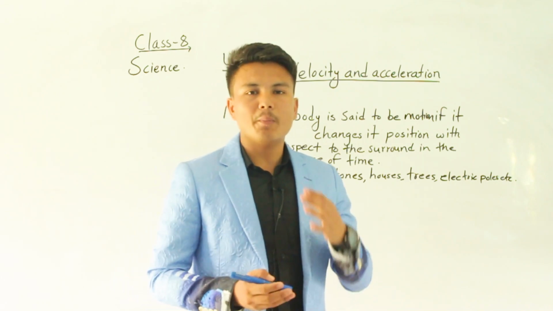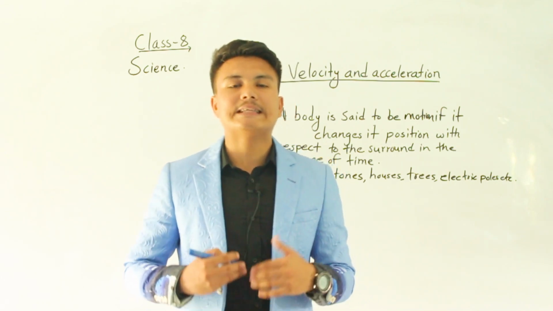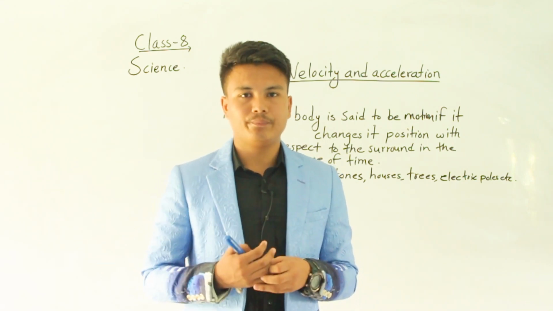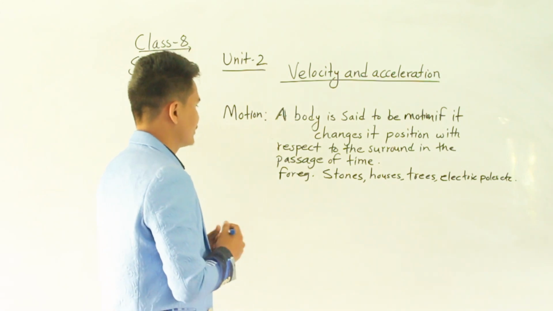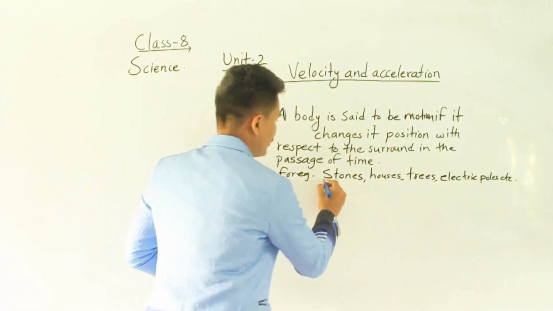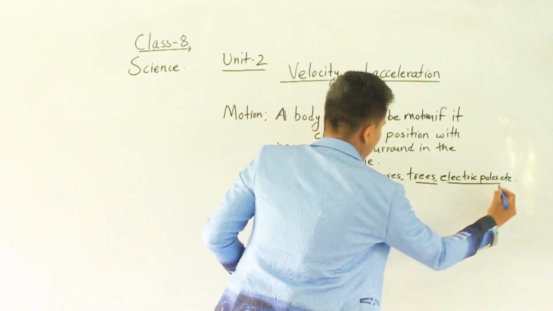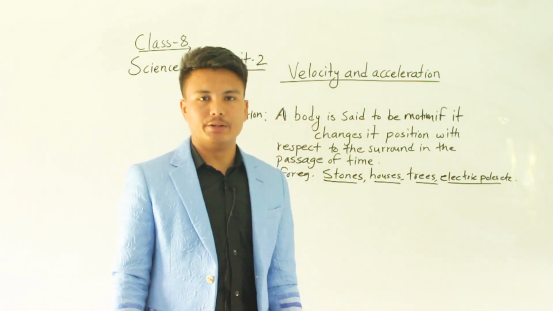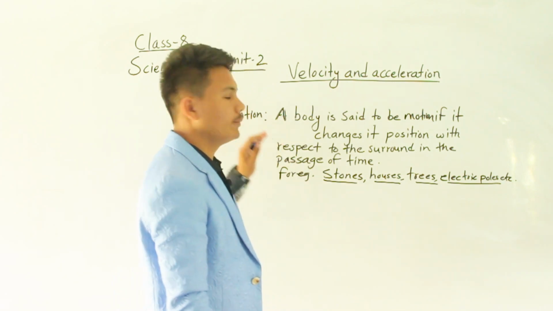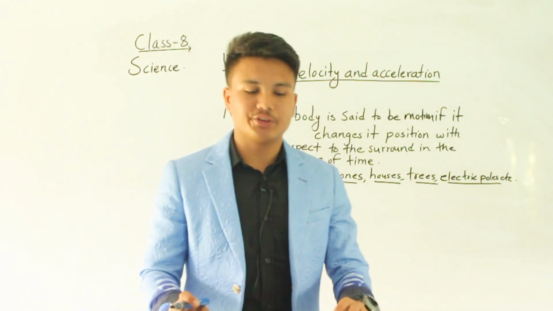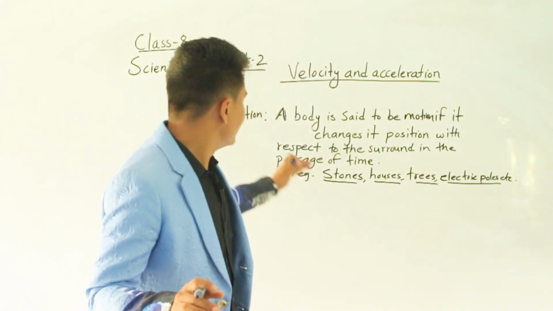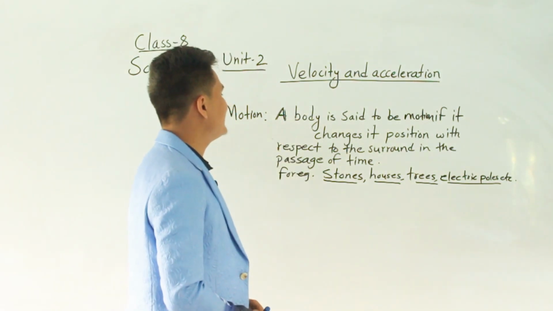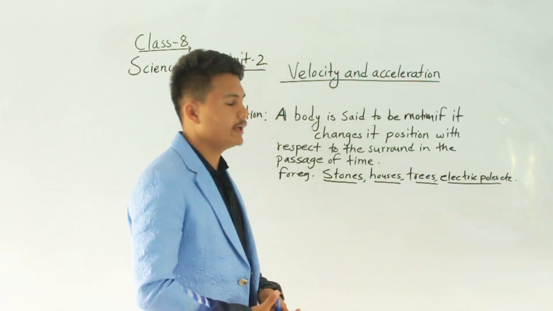For example, a moving vehicle, a moving car is changing its position continuously according to the surrounding. These points, they are called stationary objects and they are taken as a reference point to the surrounding object or to the motion. So let's learn the definition of motion. A body is said to be in motion if it changes its position with respect to the surrounding time to time.